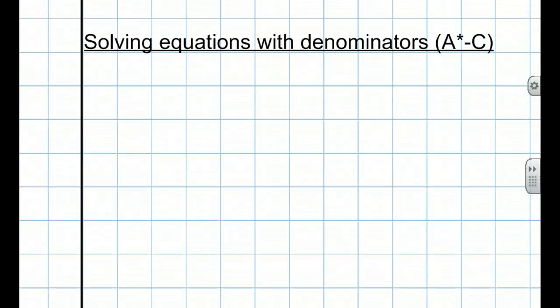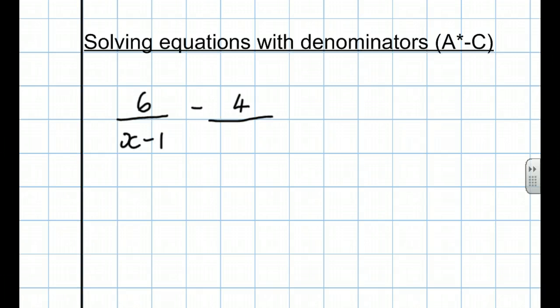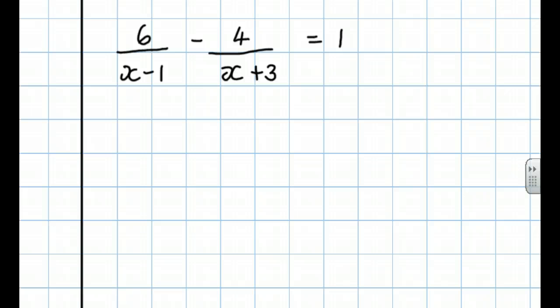Let's go right up to the beginning again. Here's the equation, and it's an A-star question. We've got 6 over x minus 1, minus, they almost always put that minus sign in to try and catch you out when you cross multiply, 4 over x plus 3, equals 1. So, how do we go about solving that?